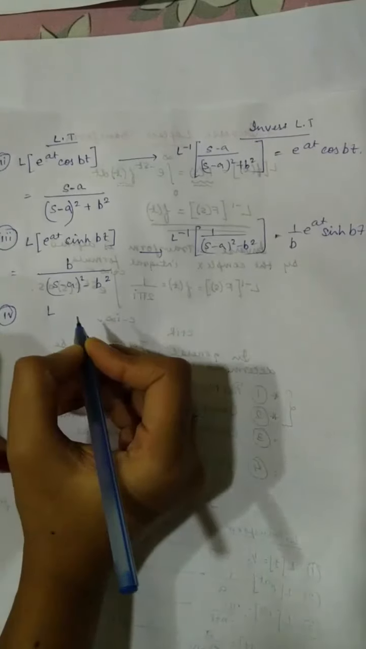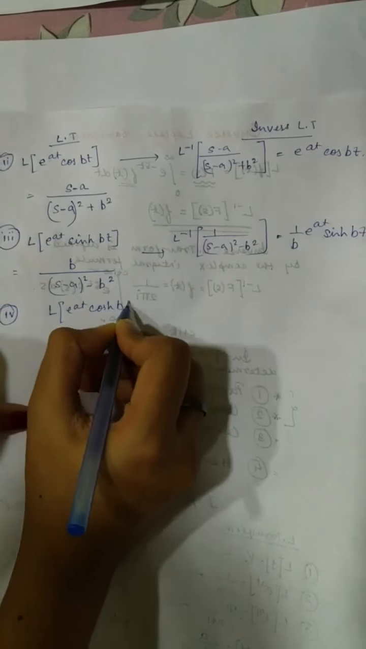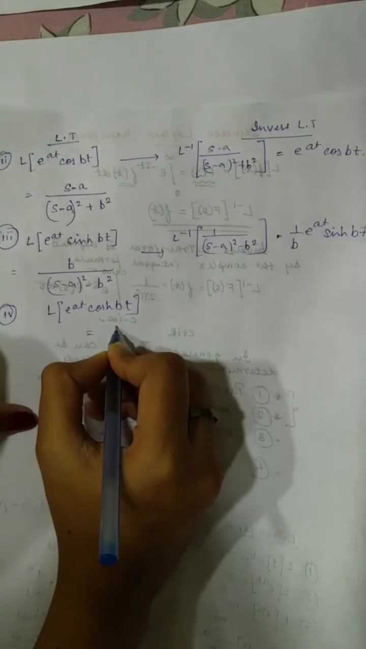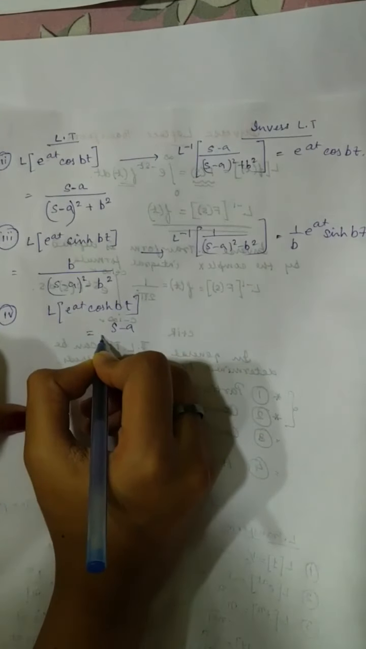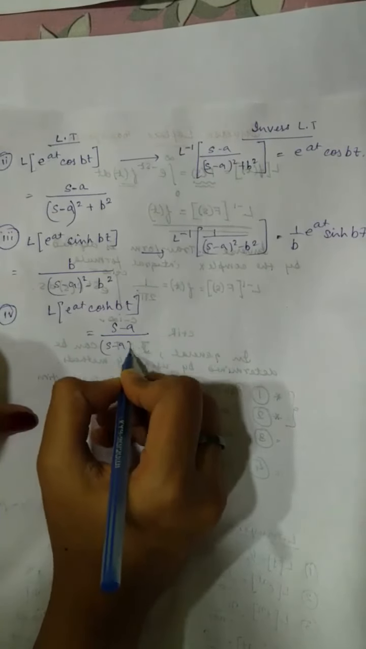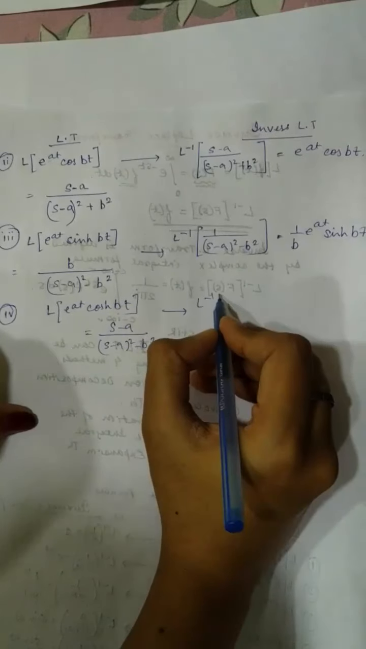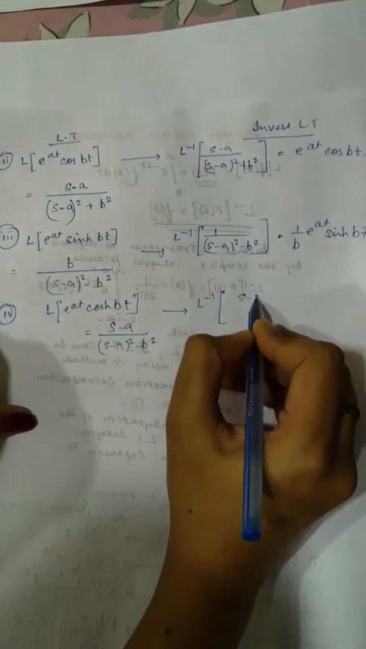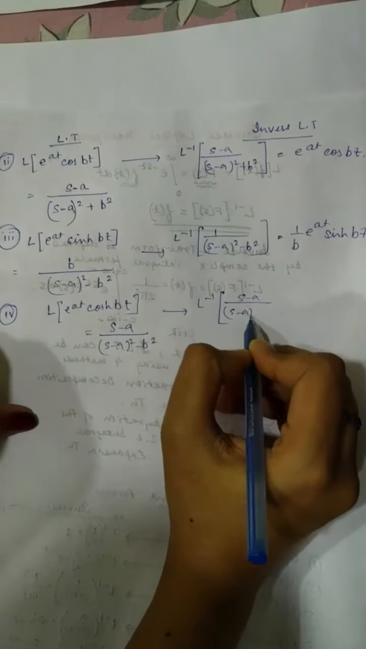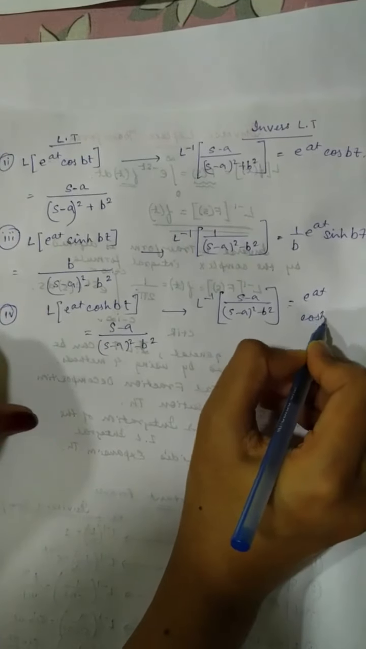Okay, the Laplace transform of e to the power at cosh bt is given by s minus a divided by s minus a whole square minus b square. So obviously the inverse Laplace of s minus a divided by s minus a whole square minus b square is equal to e to the power at cosh bt.